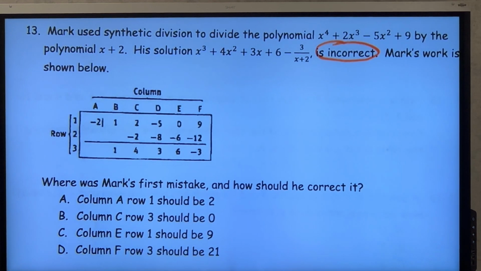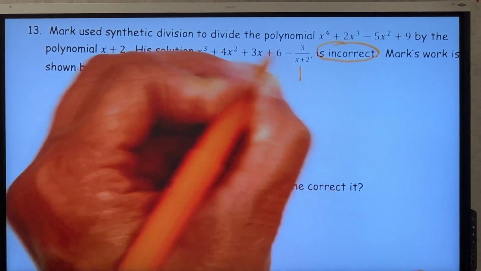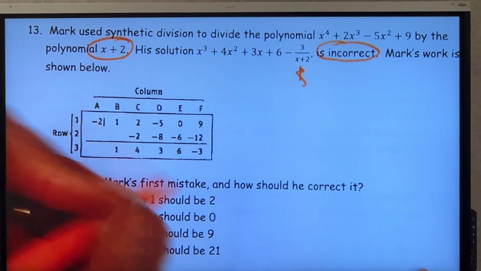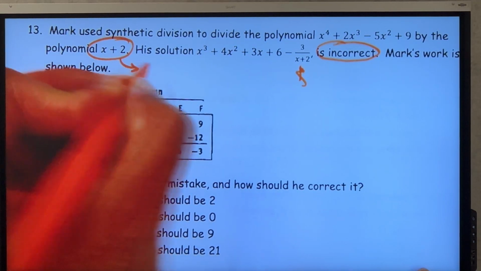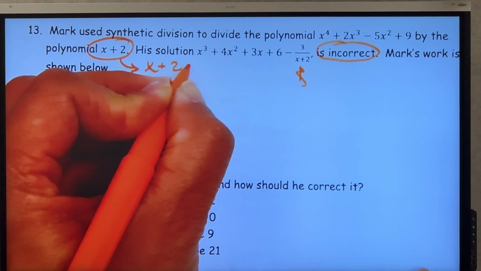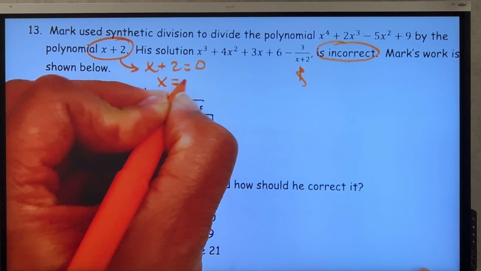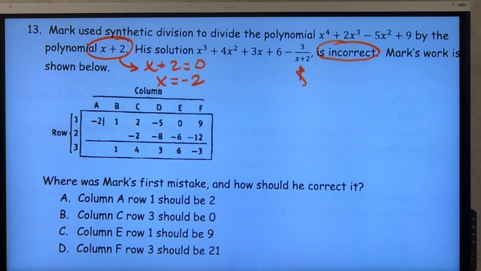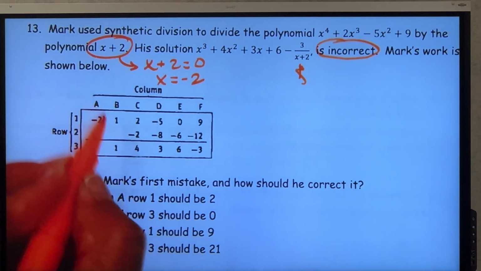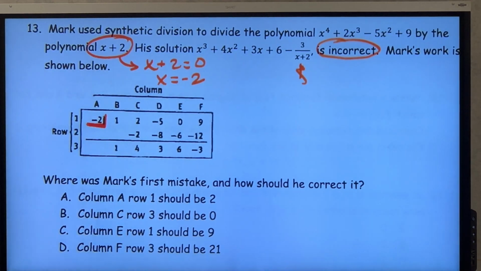So remember, this is synthetic division. So you first start with what you're dividing by. It's an x plus 2, but remember, you have to set that equal to 0 and solve, so x equals negative 2. Okay, so negative 2 should be in the corner box, and yeah, there is a negative 2 in that corner box, so far so good.